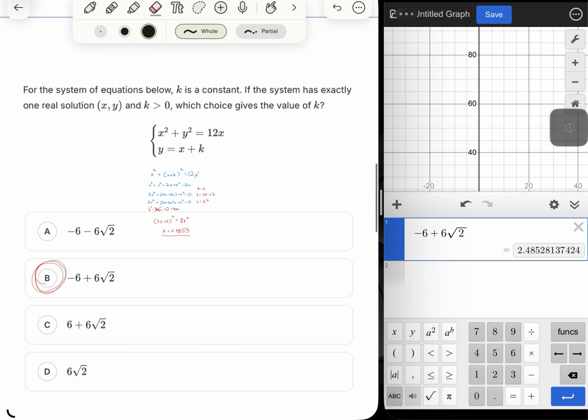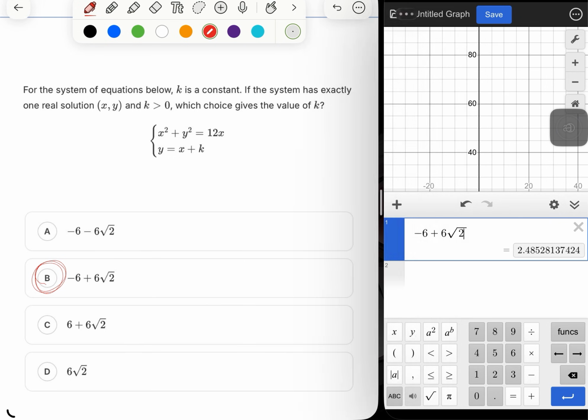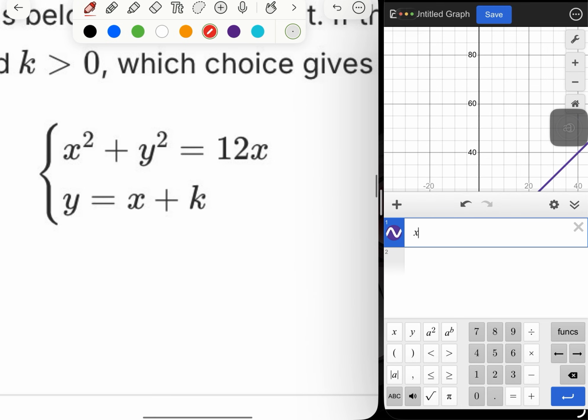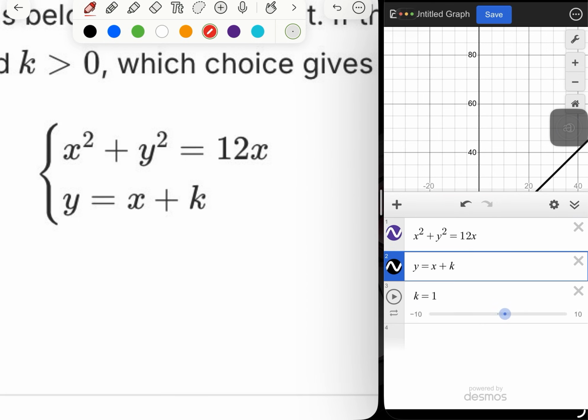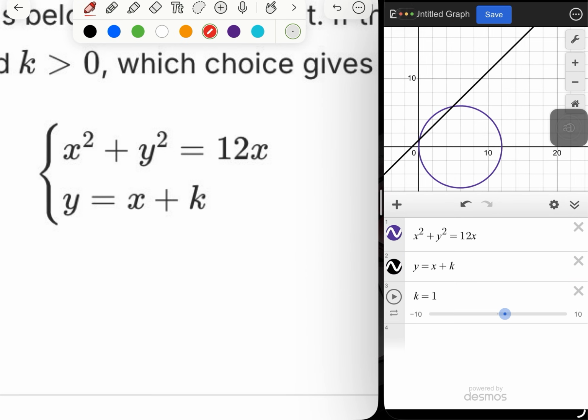Okay, so that's the first way to do this problem, right? If you got that right, good job. But another way to do it is actually going to Desmos straight away. So if you type this equation in, x squared plus y squared equals 12x, and y equals x plus k, for k add the slider, you get these graphs.